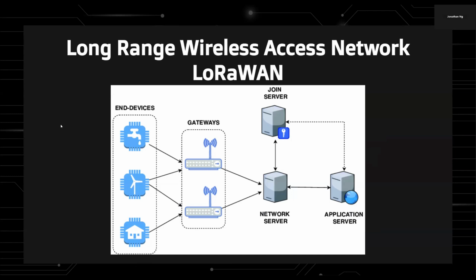LoRaWAN operates on unlicensed spectrum, making use of long-range modulation techniques. It consists of several entities as shown in the figure, from the end devices to the gateways to the network server and lastly the application server. The flow of the communication can be both upstream and downstream in order to pass data within the network.